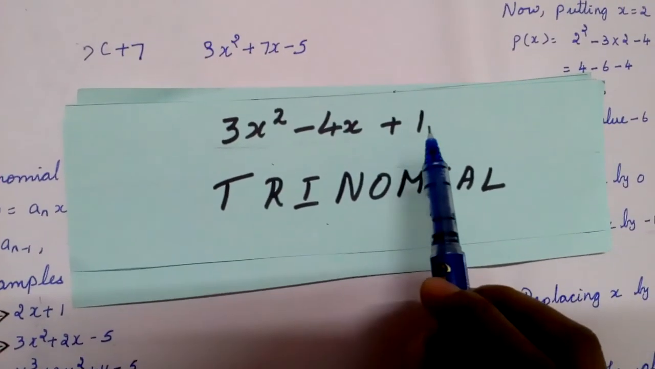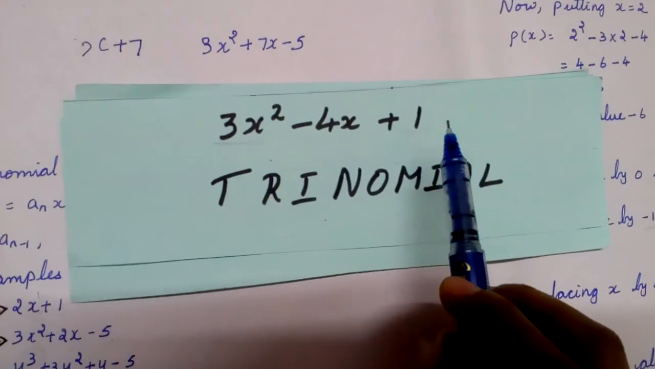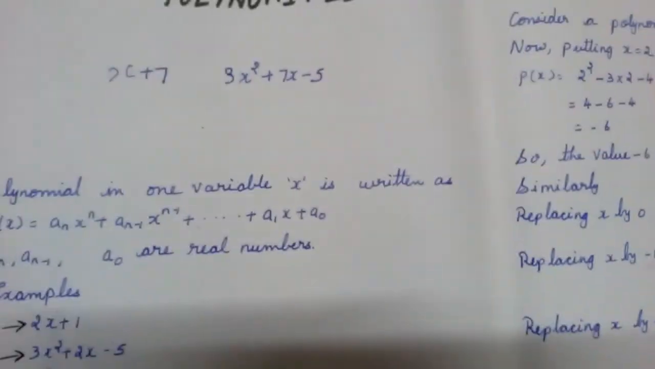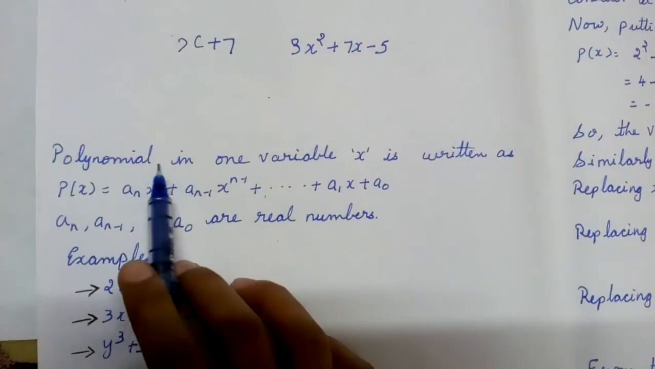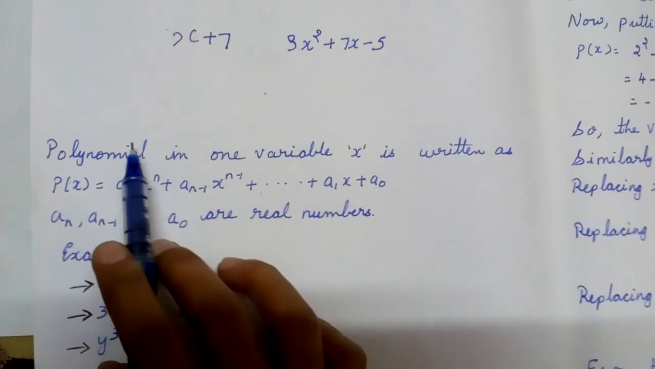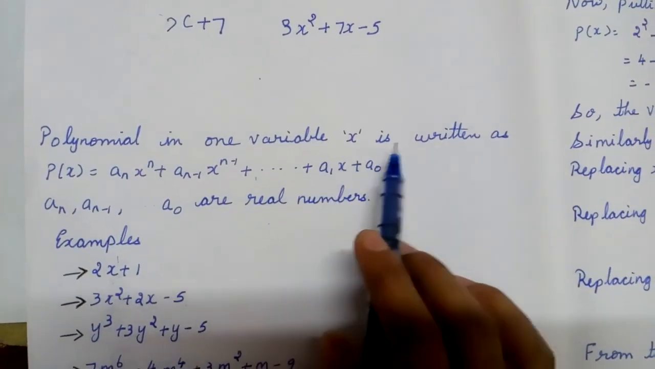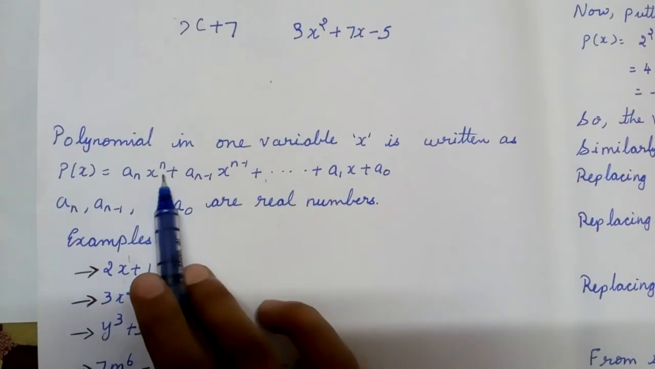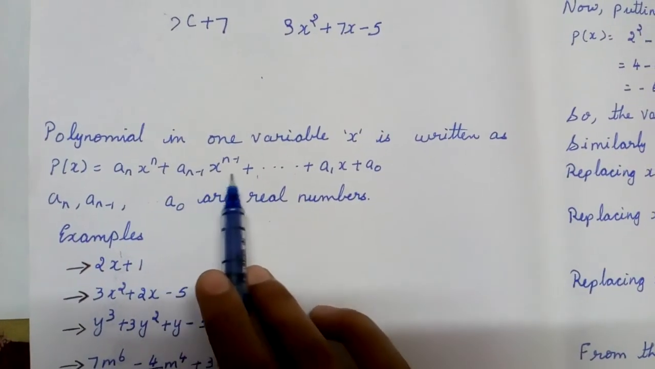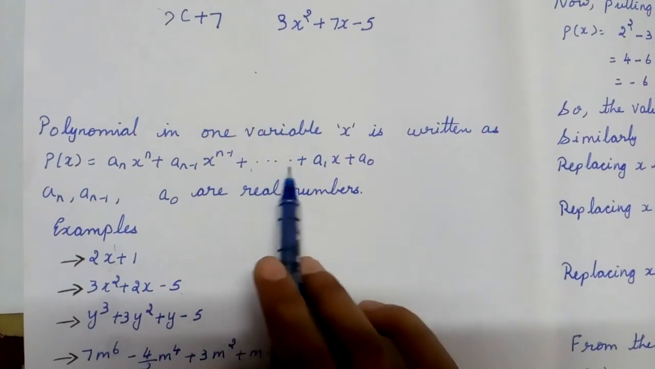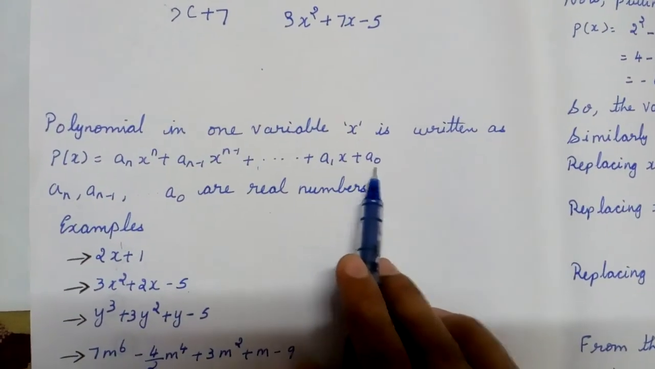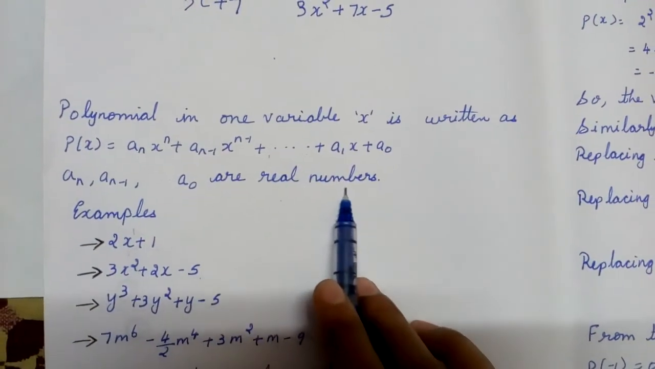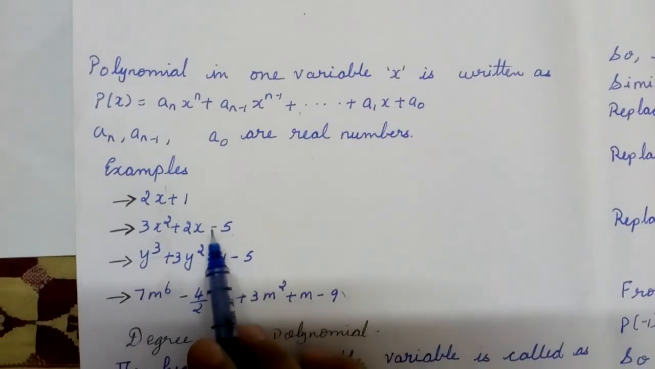So, what is a polynomial? An algebraic expression which contains more terms is called a polynomial. Poly means many terms. So, what is a polynomial in one variable? A polynomial in one variable x is written as p of x is equal to an x raised to the power n plus an minus 1 x raised to the power n minus 1 plus and so on, up to a1x plus a0, where an, an minus 1, and so on up to a0 are real numbers.